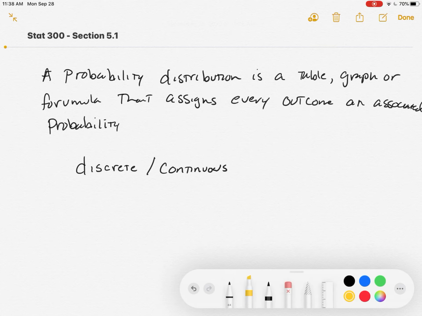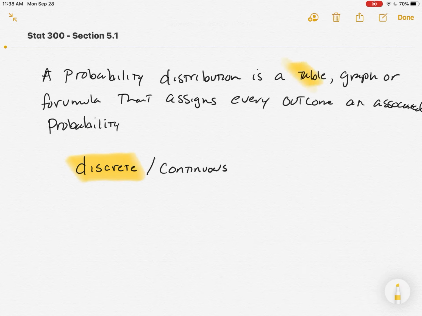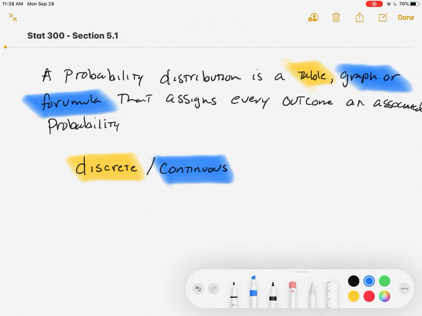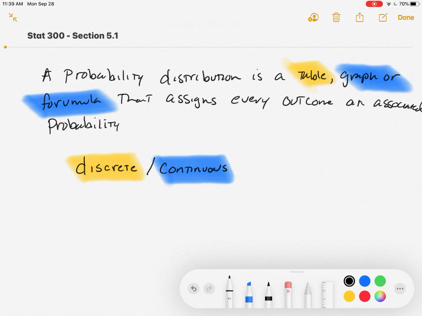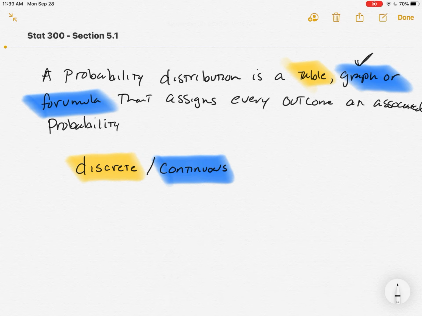And so as we go to handle these things, the reason why they care about those definitions is if something is discrete, then we're going to handle that very easily in a table. But if something is continuous, a table won't work because I can't include all the values. So we're going to have to do a graph or a formula. For our class, because we don't know Calc 2, we're going to be using a graph, not a formula.